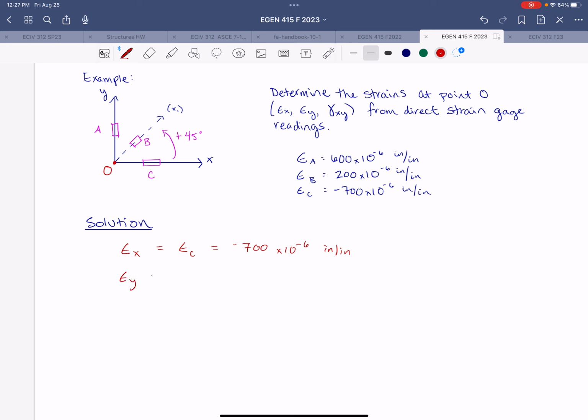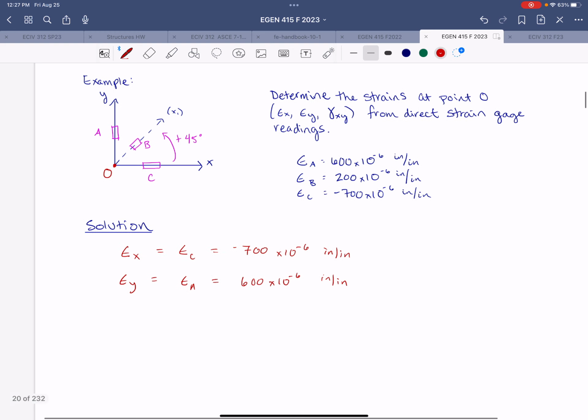And strain in Y is just going to be directly measured by strain gauge A, which is 600 times 10 to the minus 6. Now that leaves us with the shear strain that we haven't yet measured. The shear strain can't be directly measured using strain gauges, so we need to calculate it using the strain transformation equation. And that's the reason we need this third strain gauge at an angle.